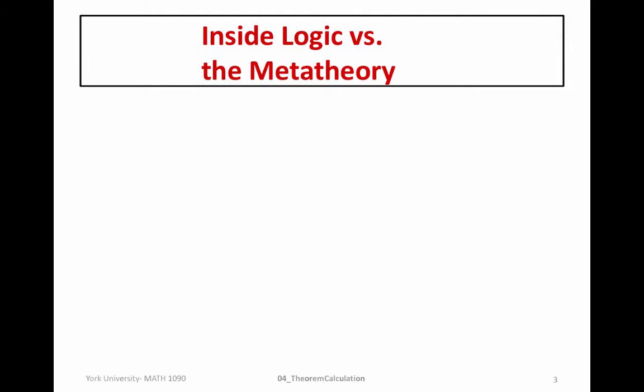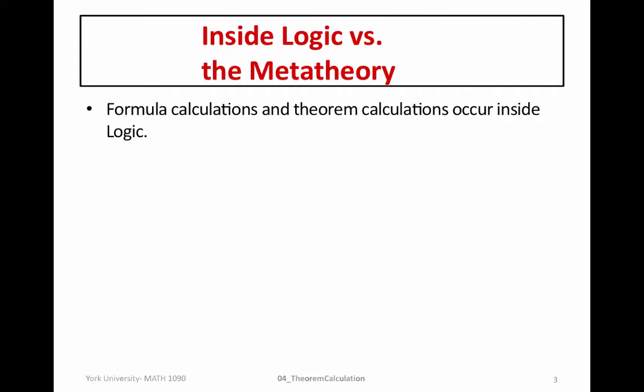Before we continue with our Hilbert proofs and section 2.1, let's try and make a clearer distinction between what we mean by inside logic versus the metatheory. So I know this is something that's still a little bit elusive for us. So now that we have completely developed our logic, right, not only what a well-formed formula is, but also what our logical axioms are and completely what our logical system is, we can start to better understand the difference between inside logic versus the metatheory.